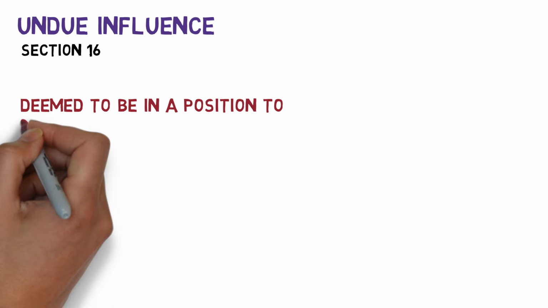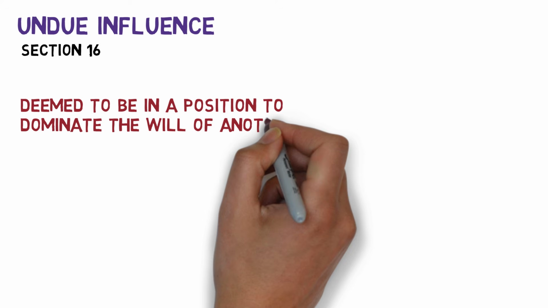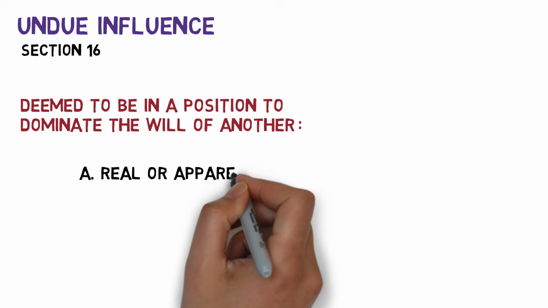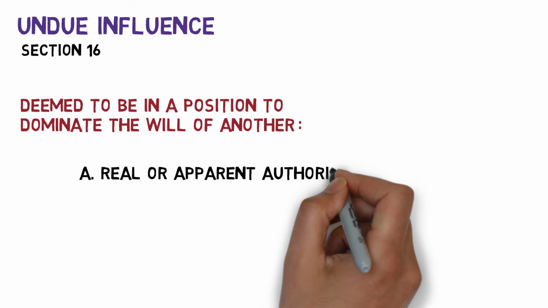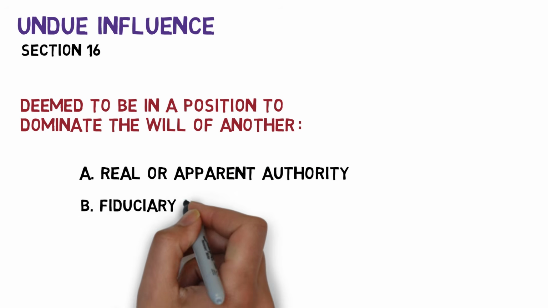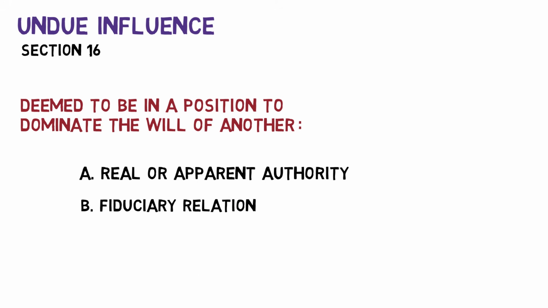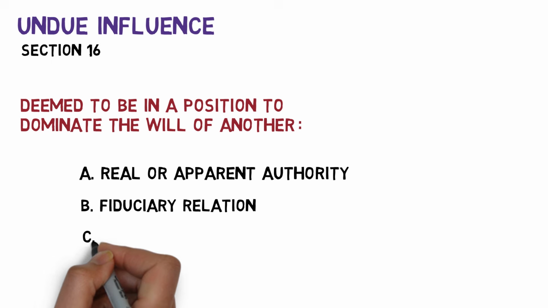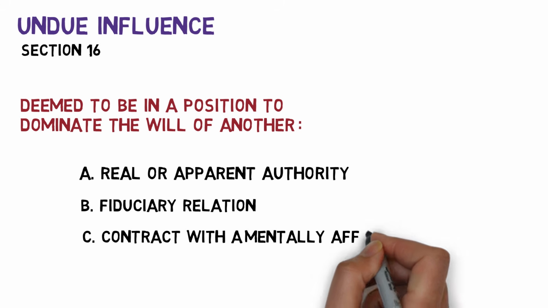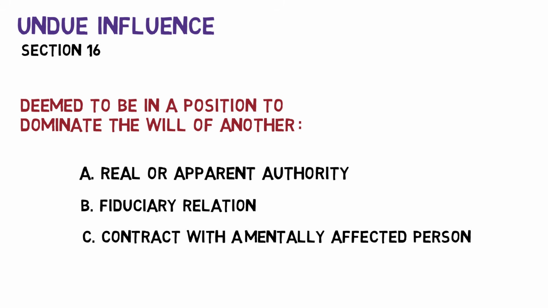According to section 16 of the Indian Contract Act, a person is deemed to be in a position to dominate the will of another, where he has a real or apparent authority over the other, like a police officer over the accused, or where they are in a fiduciary relation to each other, like patient and doctor, creditor and debtor, or where he makes a contract with a person whose mental capacity is affected. These are the situations or examples of situations when a person is deemed to be in a dominant position.